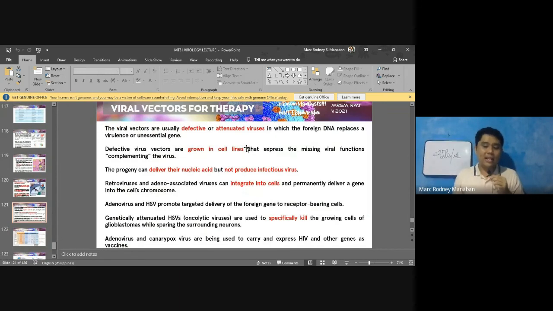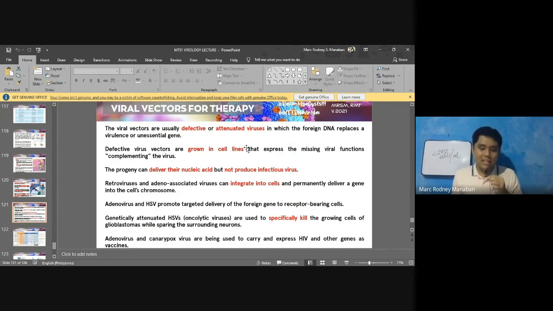Alright. Now, viral vectors are normal viruses that we make defective. We remove the essential genes that cause infection, making it defective or attenuated, and replace them with the needed gene to enter the body as the viral vector. Defective viruses are grown in cell lines that express the missing viral functions, complementing the virus, meaning it lacks the essential genes that make it infectious. The progeny can deliver their nucleic acid and not produce infectious virus.